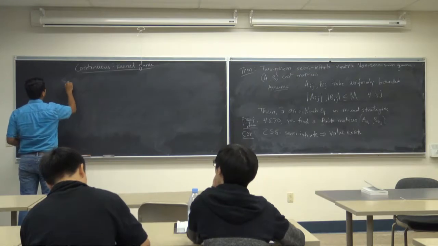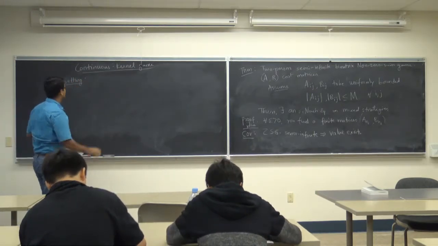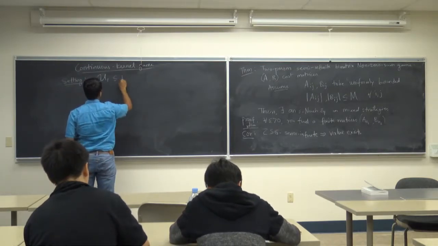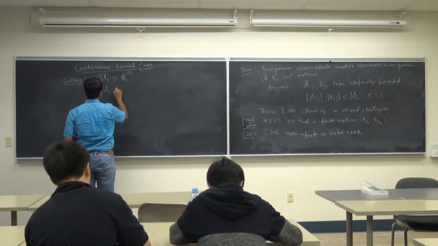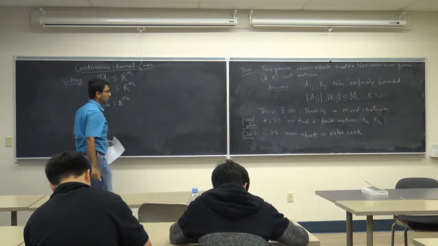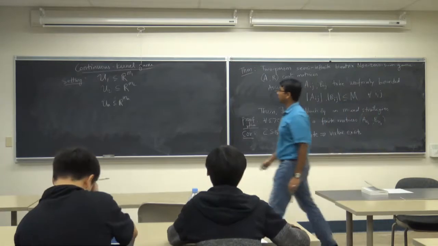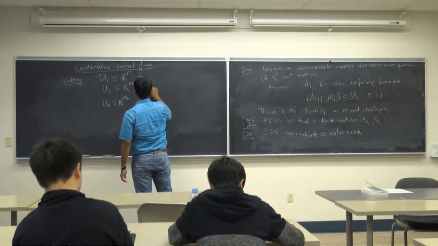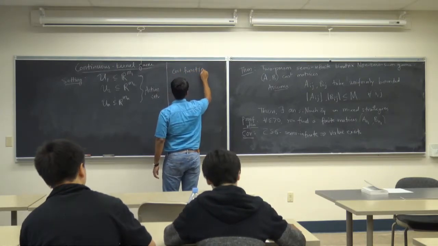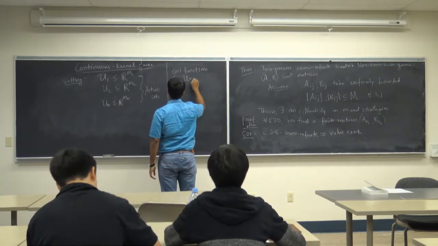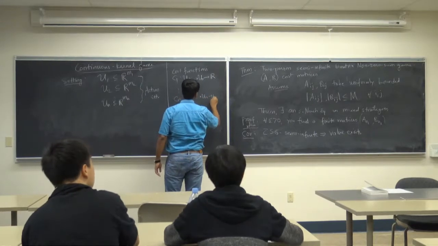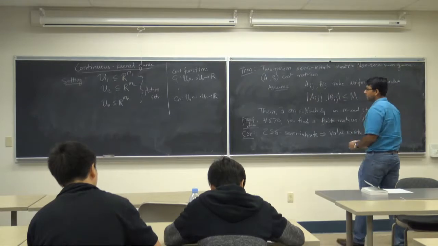So the setting is, U1, which is the action set of the first player, and it is a subset of R^m1. U2 is a subset of R^m2, and so on. UN is a subset of R^mN. Okay? So these are action sets. And then I have cost functions. So C1, which is a function from U1 cross ... cross UN to R, up to CN from U1 cross ... cross UN to R. A lot of cost functions.